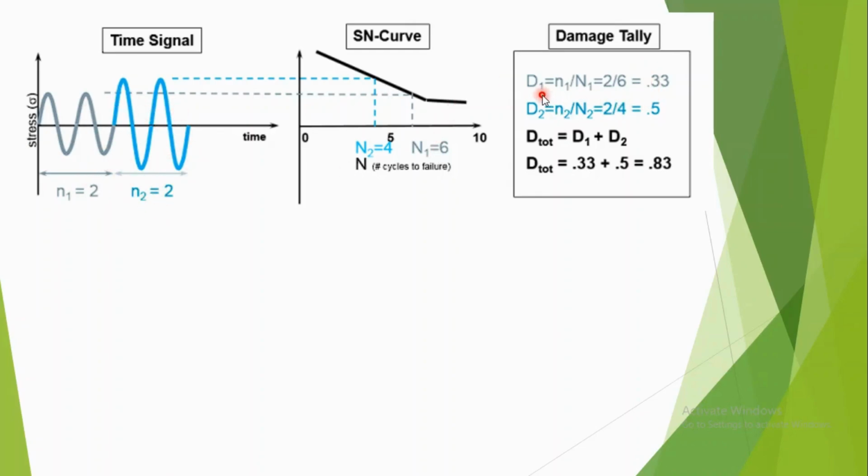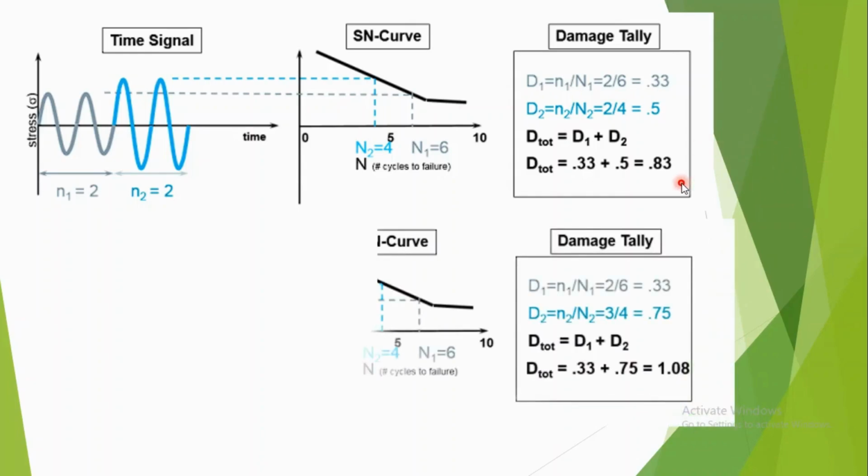So we will calculate damage. D1 is 2 by 6 and D2 is 2 by 4, and it is self-explanatory. So it is coming out to be 0.83. So total damage is less than 1. That means it will go above one block cycle. The total block cycle will be 1 divided by 0.83.